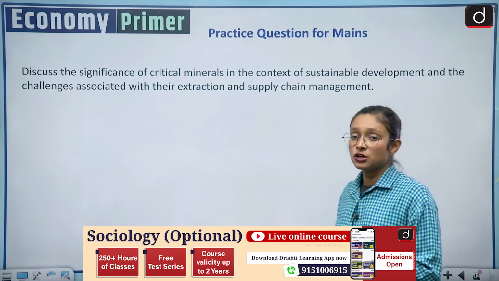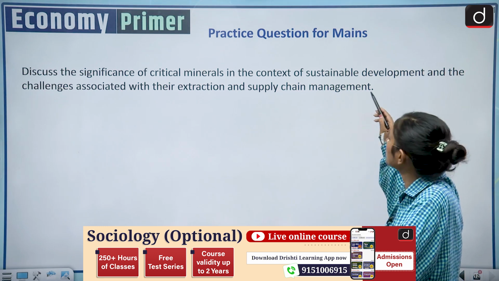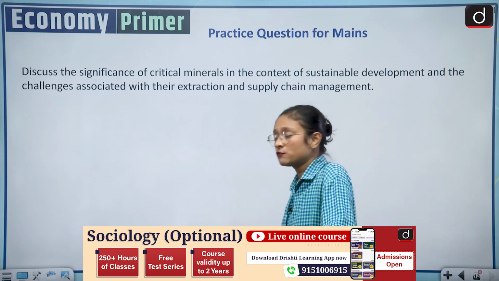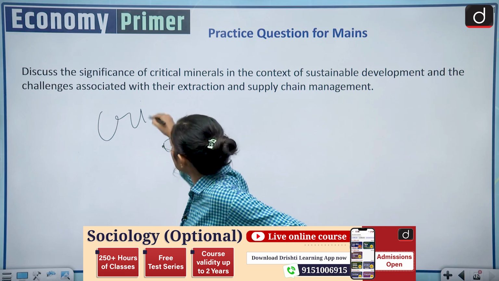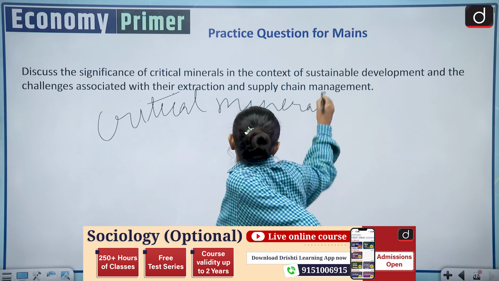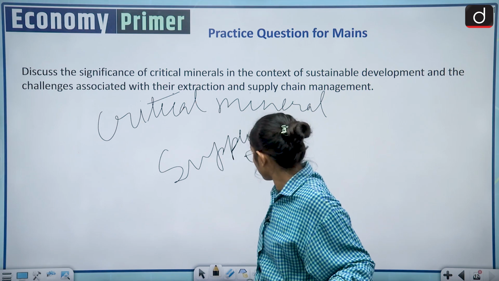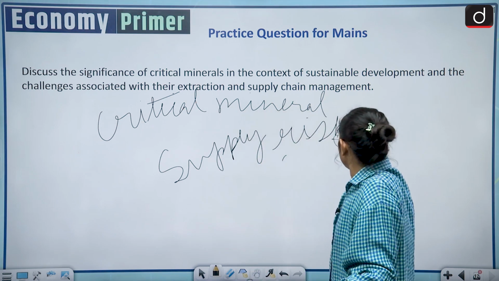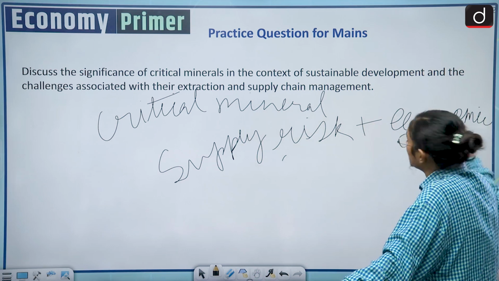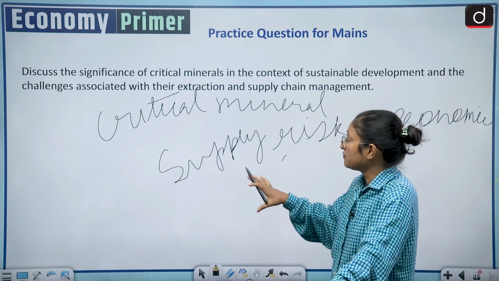Moving to the mains question. The mains question is: discuss the significance of critical minerals in the context of sustainable development and the challenges associated with their extraction and supply chain management. So first, what do you have to do? You have to define what critical minerals are. You can write like this: supply risk plus economic importance makes any mineral a critical mineral. So this is a brief example and brief definition of critical minerals.